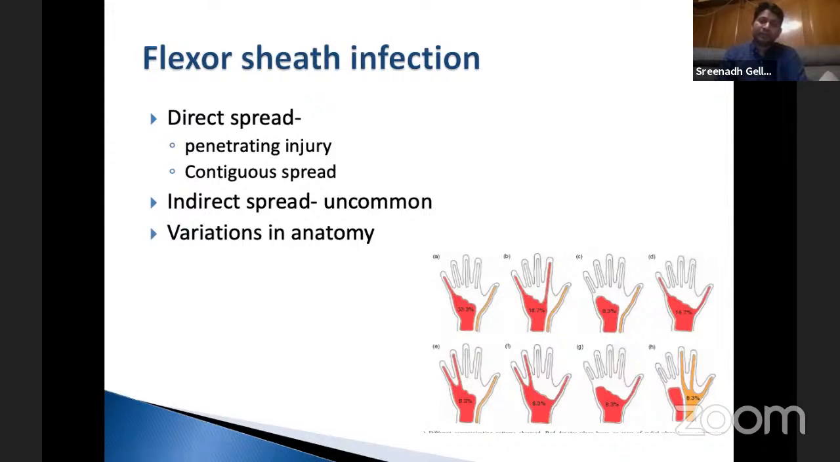The importance of this is that whenever they say this case is there, always tell them that you are going to examine the hand and also the forearm for any contiguous spread of the infection.